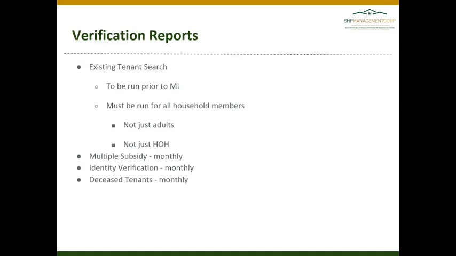Of the verification reports, the first is the existing tenant search, and this is the only EIV report run prior to move-in, and this is run for all household members, so not just adults and not just the head of household. The other verification reports are the multiple subsidy, identity verification, and deceased tenants, and these are all run on a monthly basis.